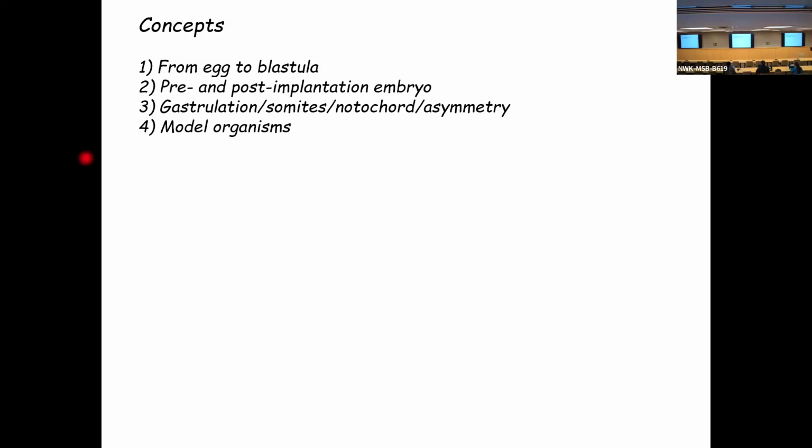And finally, we'll know a little bit about model organisms, why we study models, and we'll get to know the advantages and disadvantages of each of the models and the benefits, etc. Okay.